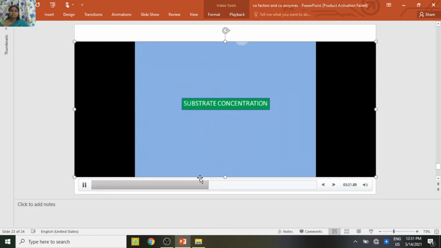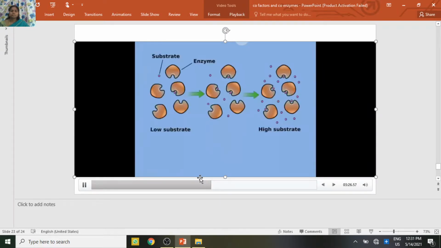Another factor that influences activity of enzymes is substrate concentration. So when a certain quantity of enzyme is present, increasing the substrate concentration beyond a certain point will not increase the rate of reaction. Here's what happens. When you have a very small amount of substrate and quite a number of enzymes, all of the substrate particles will be in the active sites of the enzymes, and the reaction will take place, and all the substrate particles will be converted to the product.